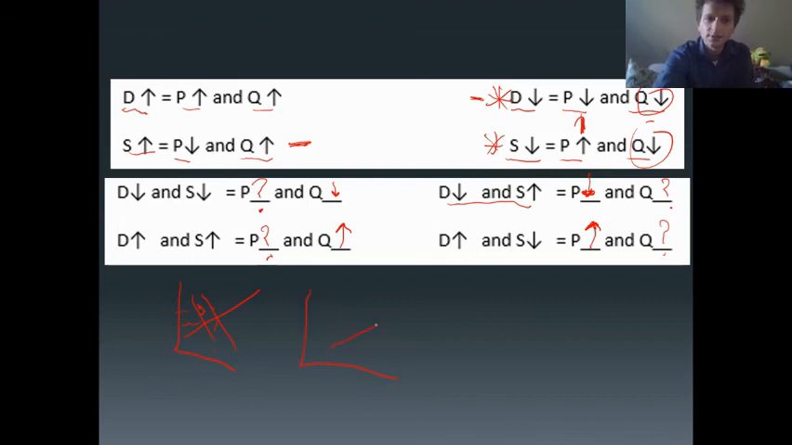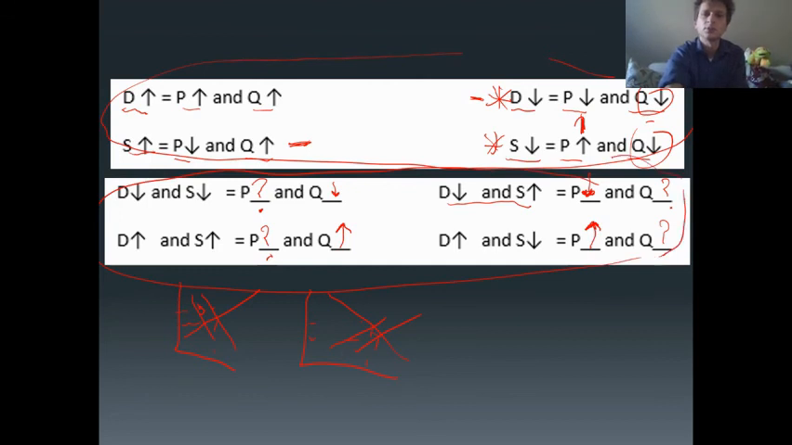Supply shifts to the right. What happened to equilibrium price and quantity? Well, price fell, quantity increased. If you just do that real fast, you should be able to figure out what's in this top portion on your own, and then from there piece it together for whatever double shift you need.